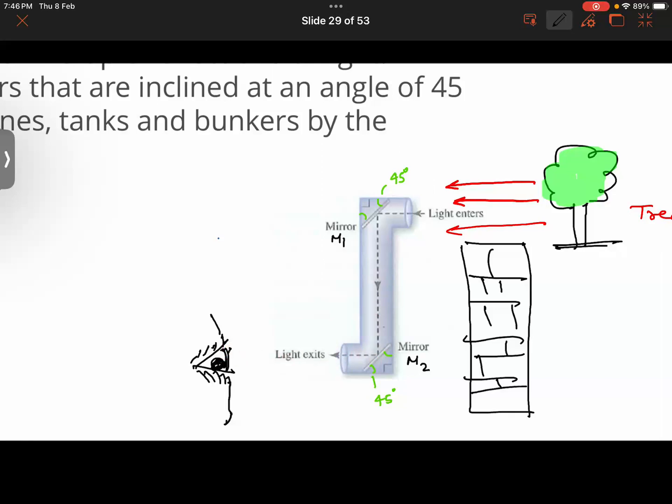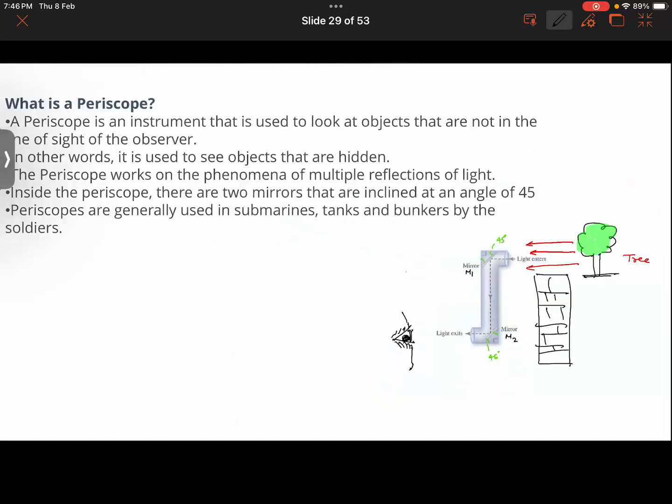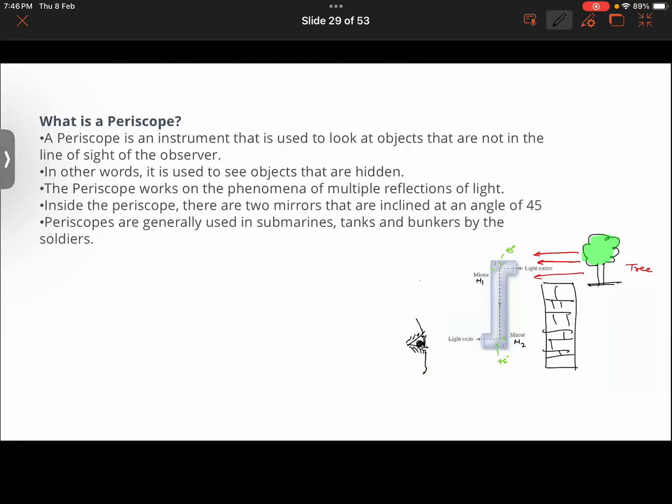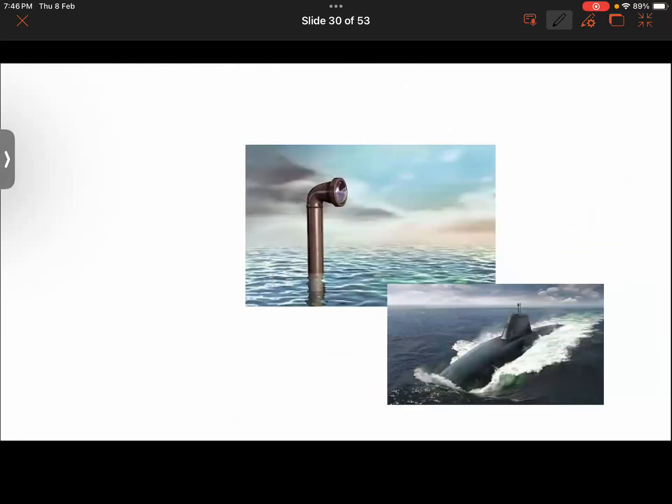So how many reflections are happening here? Two times. Getting it, Moaz, Ahmed, Arham? Okay.